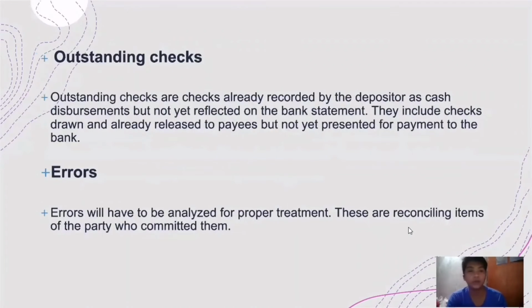Outstanding checks. Outstanding checks are checks already recorded by the depositor as cash disbursements but not yet reflected on the bank statement. They include checks already released to payees but not yet presented for payment to the bank. Errors. Errors will be analyzed for proper treatment. They are reconciling items of the party who committed them.